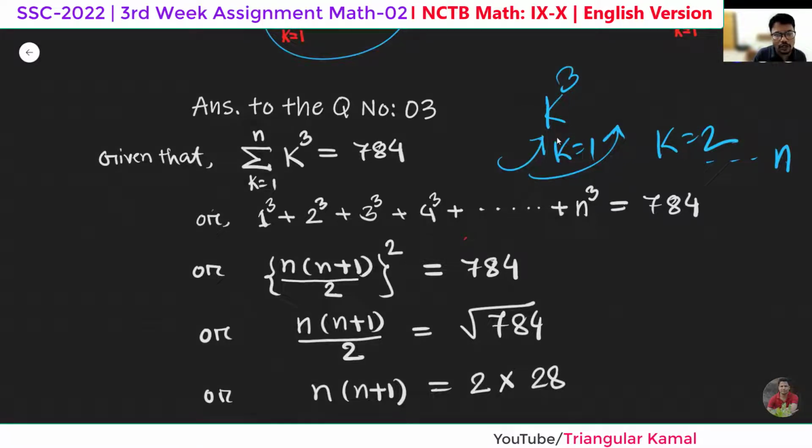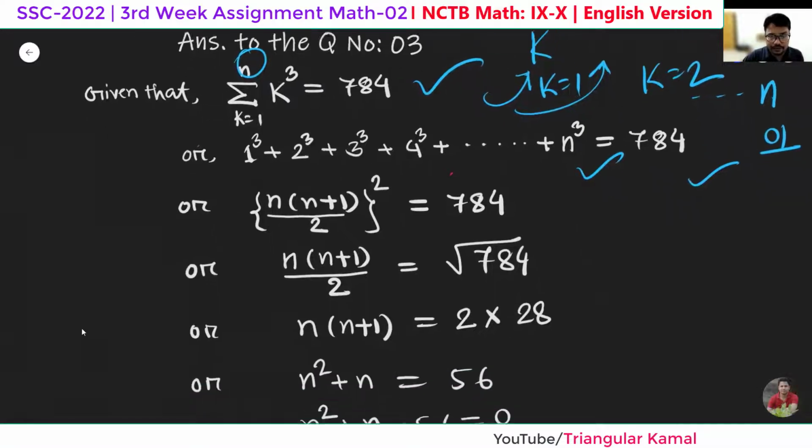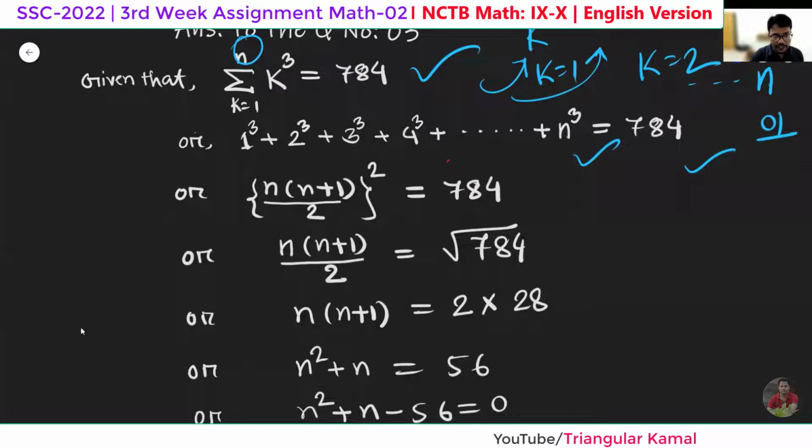When k is 3, there will be 3 cube. So up to which number? Up to n. This symbol indicates the sum, that means their total sum, summation, and the result is 784. So if you complete up to this, you will get 1 mark. So now the sum is also given here.